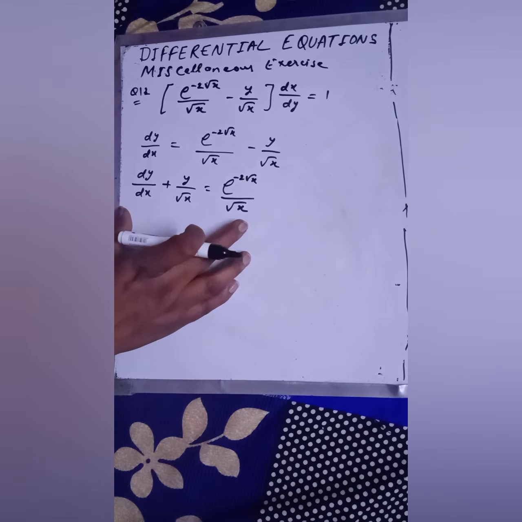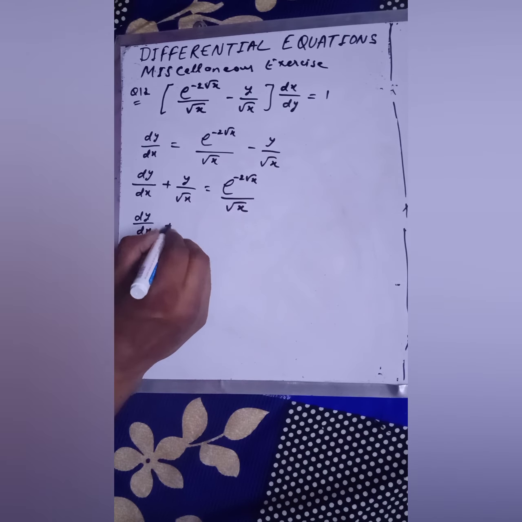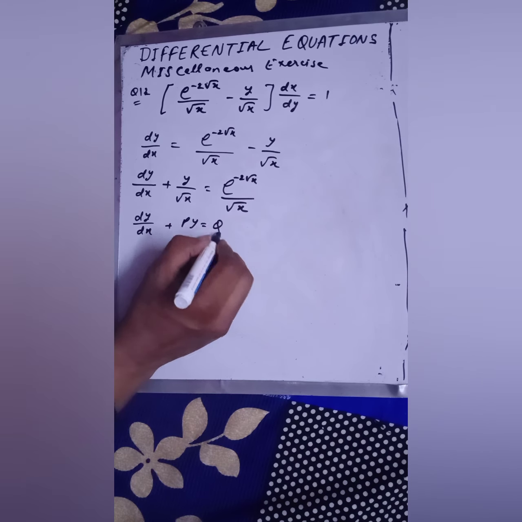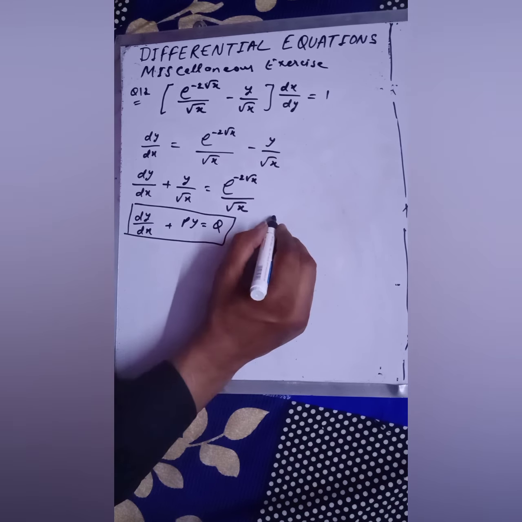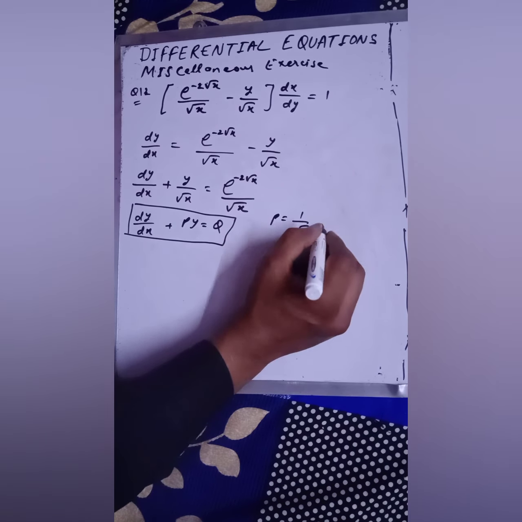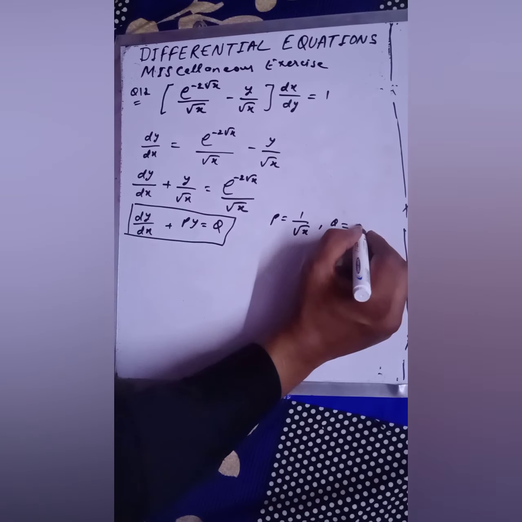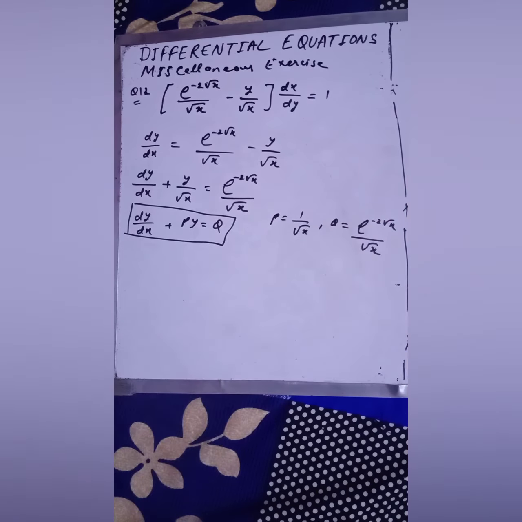So as you can see, this is a standard form. If we compare this with the equation dy by dx plus py is equal to q, this is the general form. So you will get your p is equal to 1 by root x, and q is equal to this. Okay.